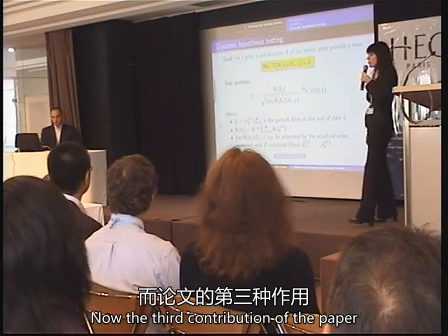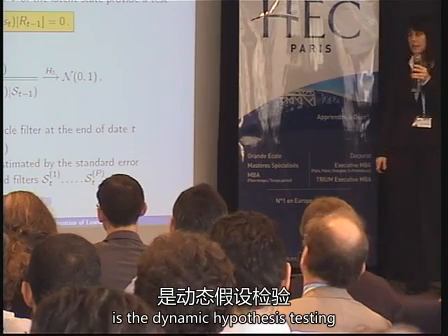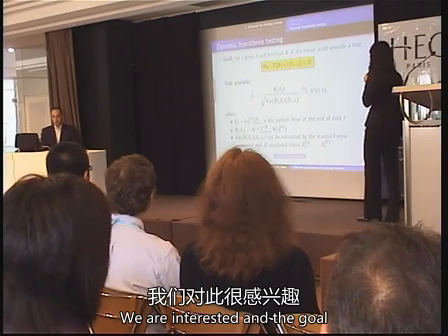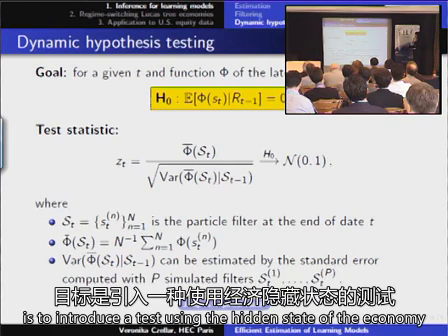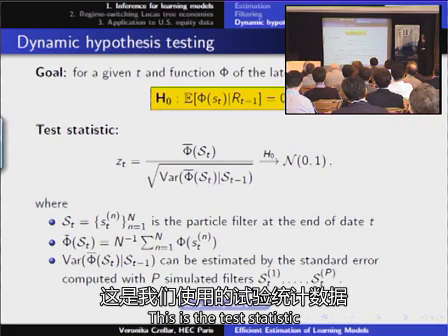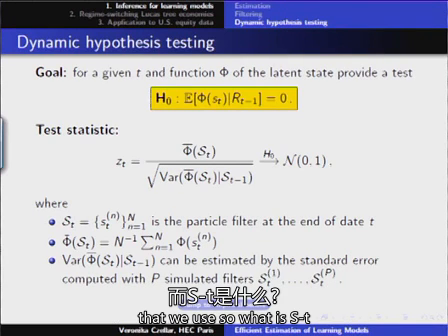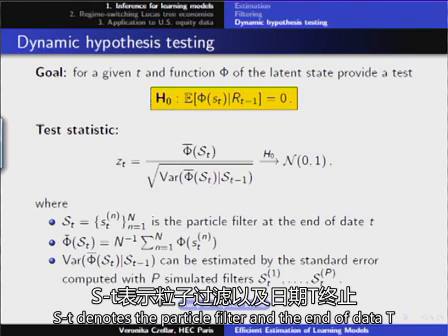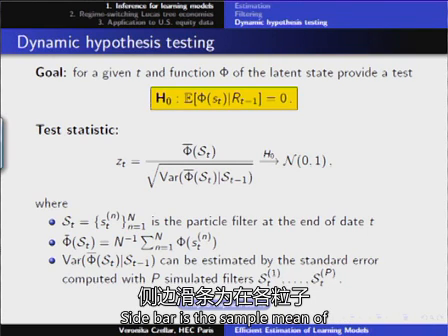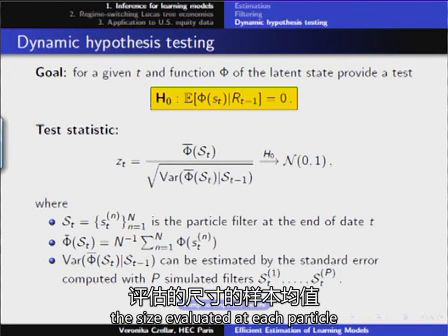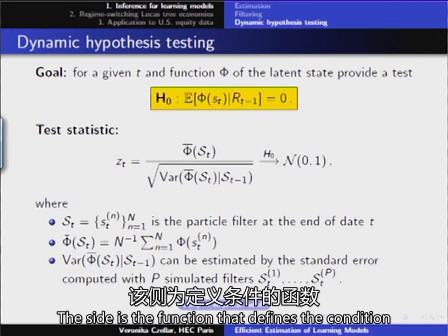Now, the third contribution of the paper is the dynamic hypothesis testing. The goal is to introduce a test concerning a moment condition using the hidden state of the economy. And this is the test statistic that we use. So what is S here? S_t denotes the particle filter at the end of day t. And phi bar is the sample mean of the phis evaluated at each particle. The phi is the function that defines the moment condition.